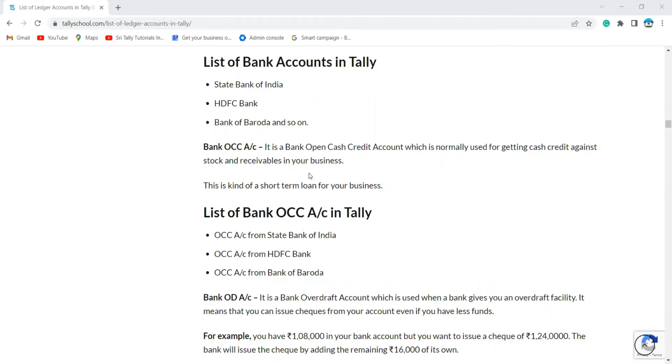So in your business, depending on the stock and receivables, the bank is giving cash credit for us. You are opening a bank OCC account in a bank. When we don't have cash to maintain the company, at that time it is possible to receive cash credit from the bank. For example, an OCC account from State Bank of India, from HDFC Bank, from Bank of Baroda. Depending on how much stock and receivables we have in our company, they give a bank OCC account limit.